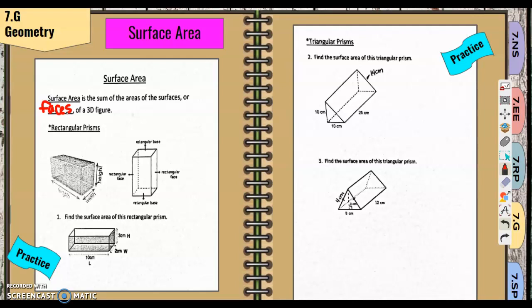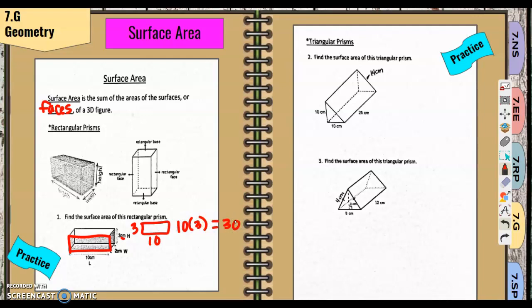Alright, so number 1, to find the surface area of a rectangular prism, the first thing we're going to do is find the area of the first rectangle that we see. So this is a 10 by 3. The length of the rectangle times the height. I know the height because it's labeled back here in the back. I like to use different color highlighters or different color pens to help me keep my shapes separated.